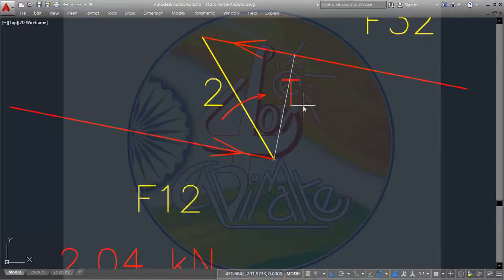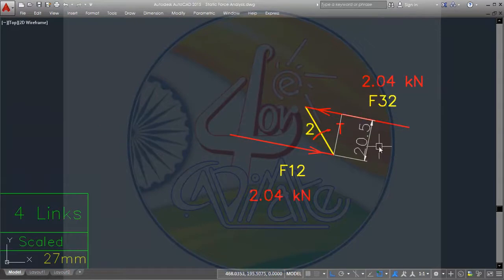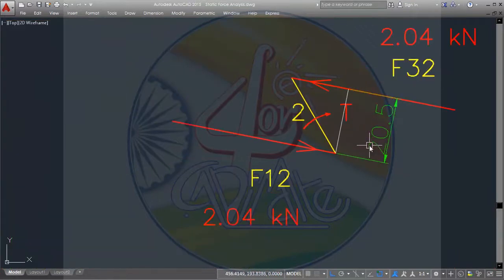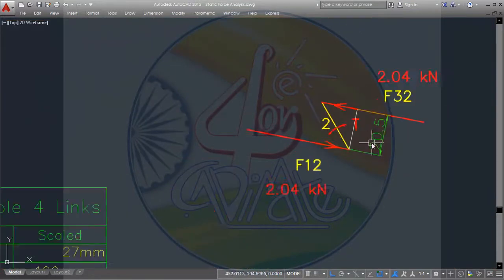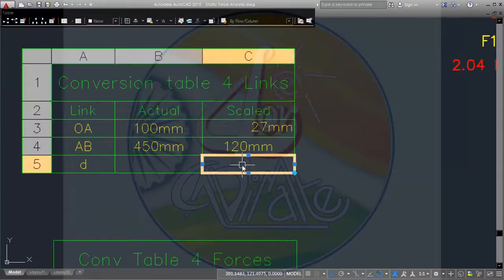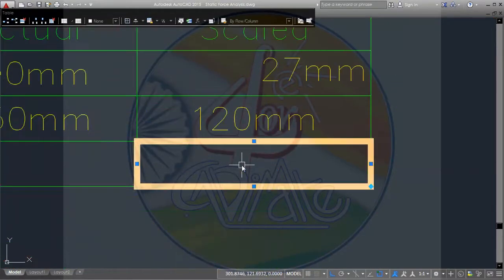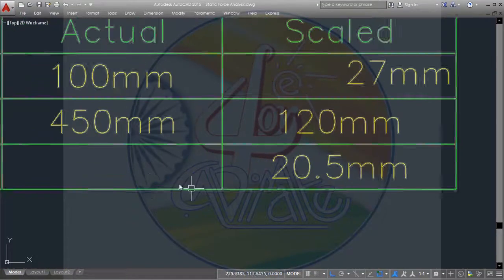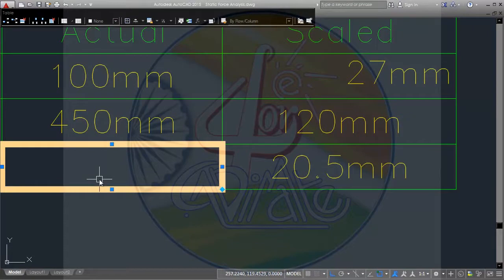We have to take this perpendicular distance, find its distance. Fine. What is its distance? It is 20.5. This is 20.5. But is it actual length? Is this actual length? No. That is the changed length. So once again you have to feed that here. What is that? 20.5 mm.